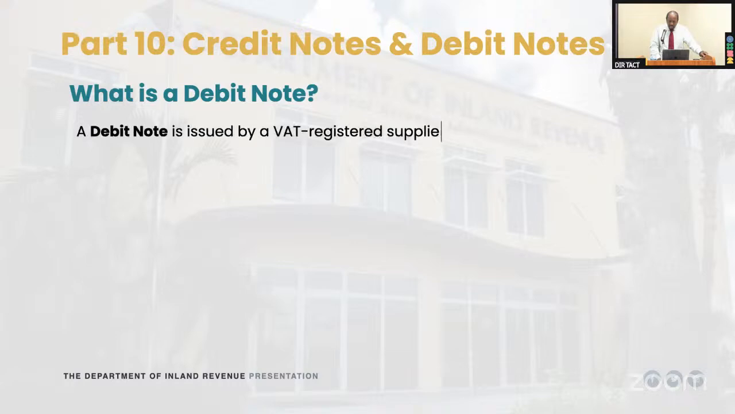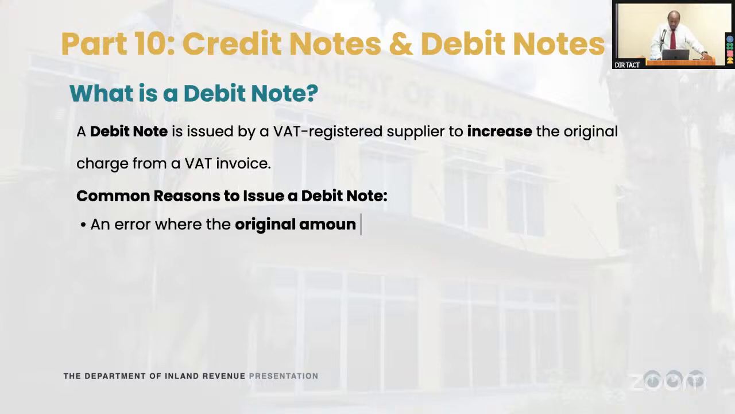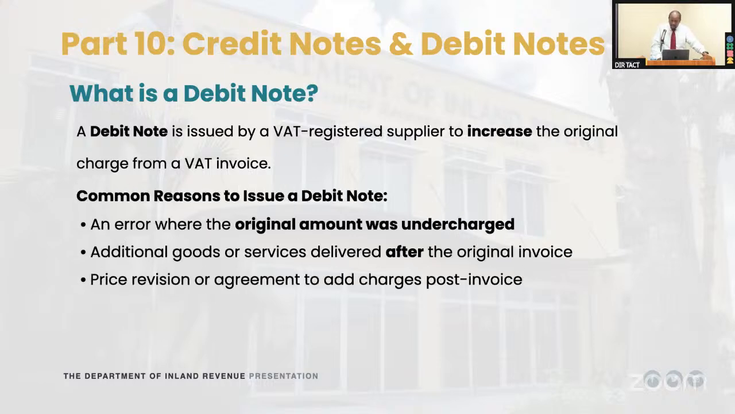What is a debit note? A debit note is issued by a VAT registered supplier to increase the original charge from a VAT invoice. Common reasons for this: an error where the original amount was undercharged, additional goods or services delivered after the original invoice, a price revision or agreement to add charges post invoice.